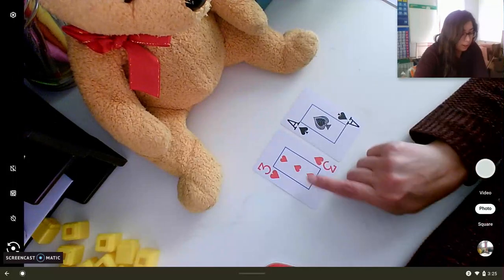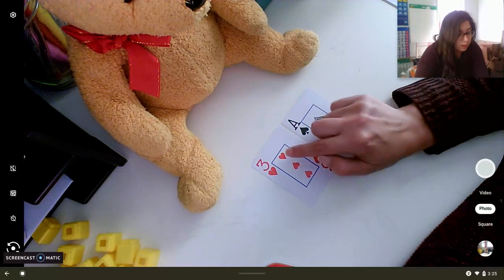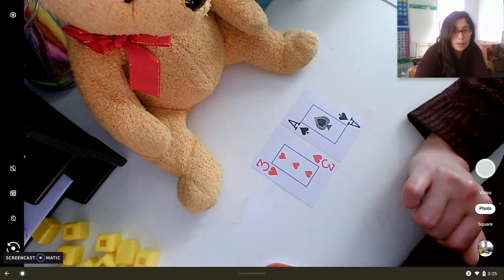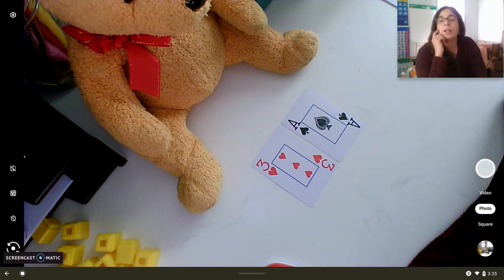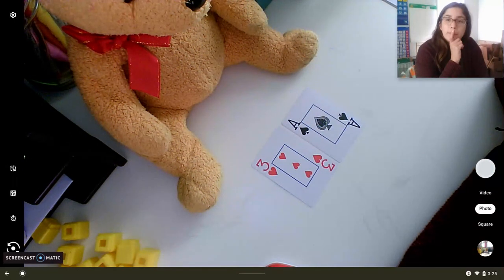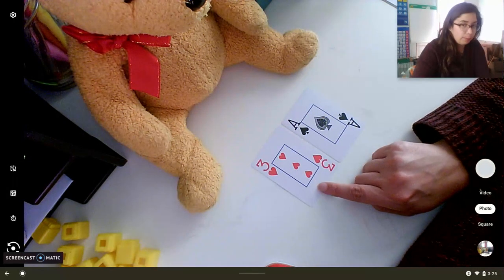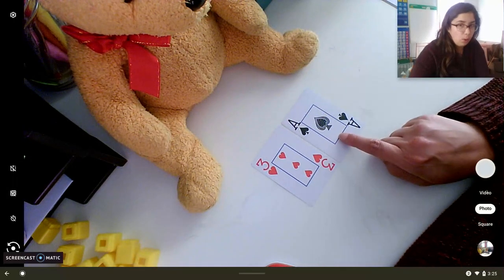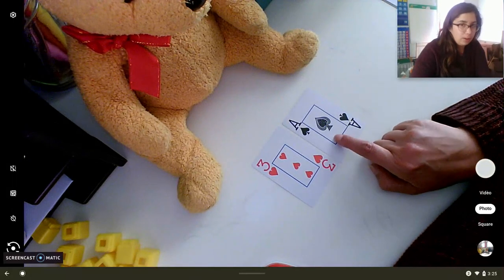I bet you said something like, well, 1 comes before 3, or 3 comes after 1 when we count, or there's more hearts than there are spades that we see on our cards, right? So I want you to think in your head how you would say the number sentence comparing these. And when you're ready, I want you to say it out loud. Hopefully, your number sentence sounds something like this: 3 is more than 1. Or 3 is greater than 1, right?